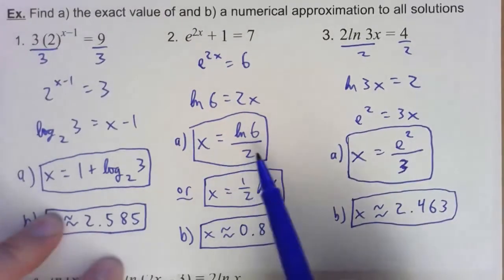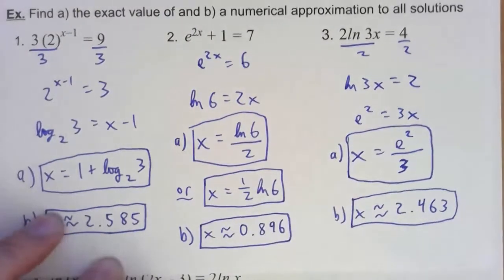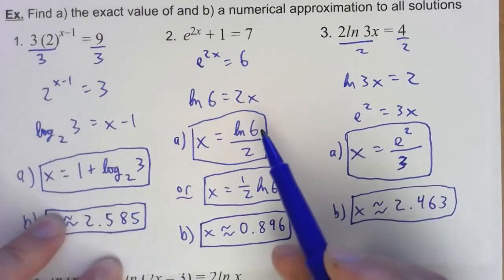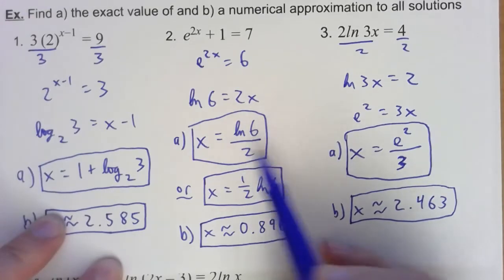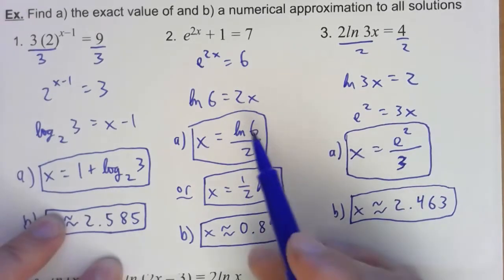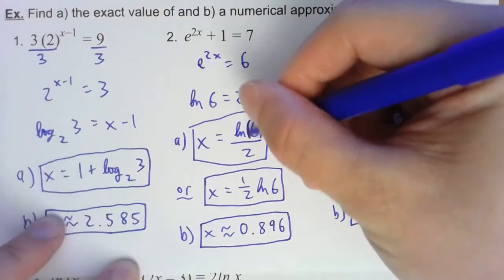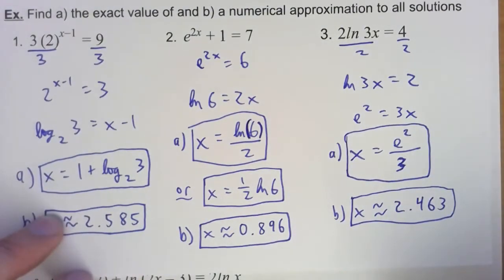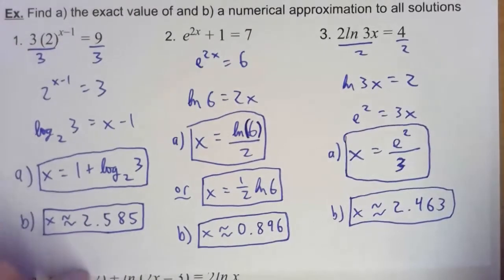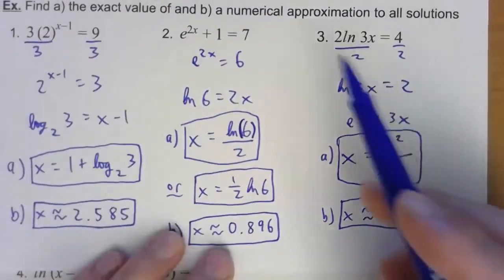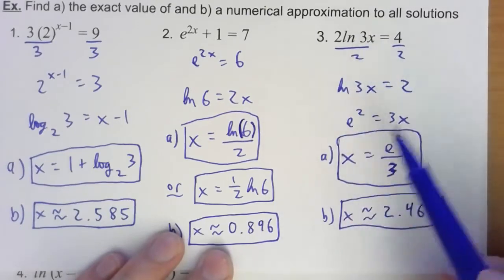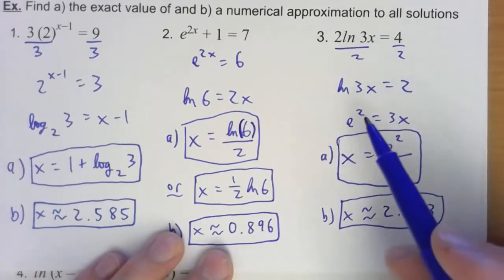All right? I could have either written it over 2 or put the 1/2 in front. Just make sure you realize this 6 doesn't get divided by 2. You can't make that be natural log of 3. The 6 is stuck inside a log, and so you can't touch it. You can't change that number there when you're dividing by 2. Okay? And then on this one here, divide by the 2, and then if you're feeling stuck, change forms.